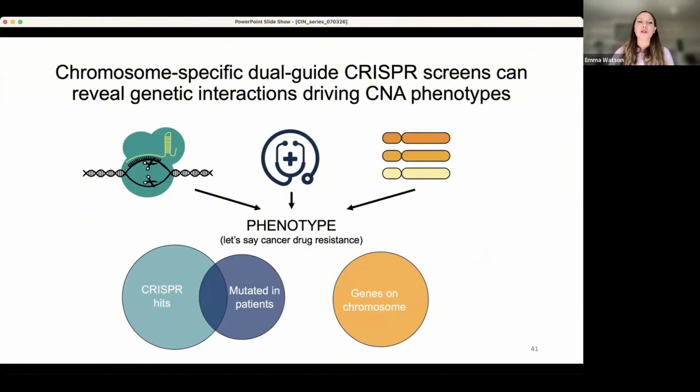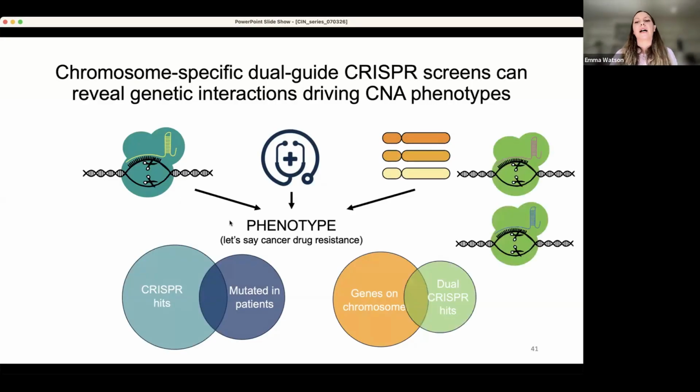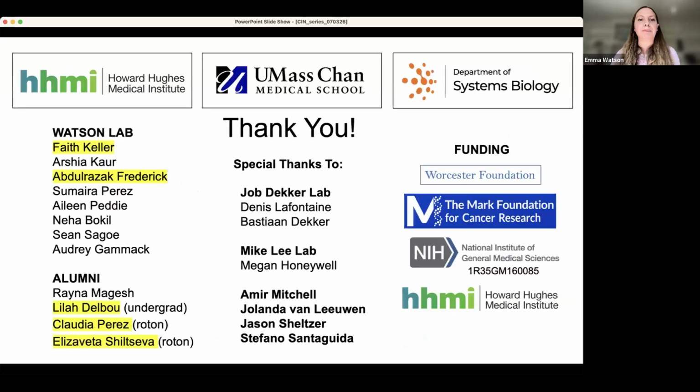So one other conclusion from my talk is that chromosome-specific dual guide CRISPR screens can actually reveal these kinds of genetic interactions. So I showed you this slide before. A synergistic effect from a CNA might look like no overlap in genes that are known to have single gene effects. However, we may be able to identify some of these using these kinds of dual guide libraries.